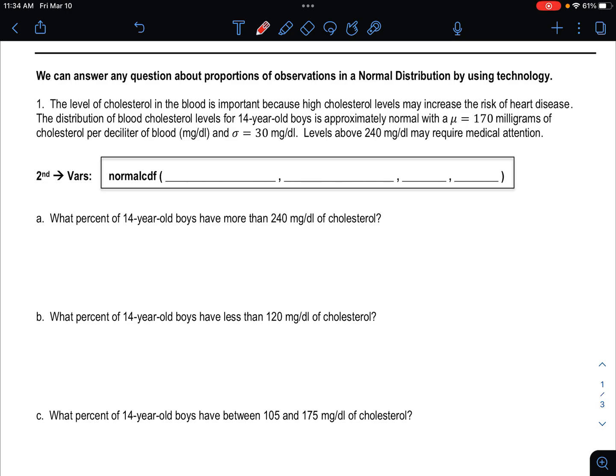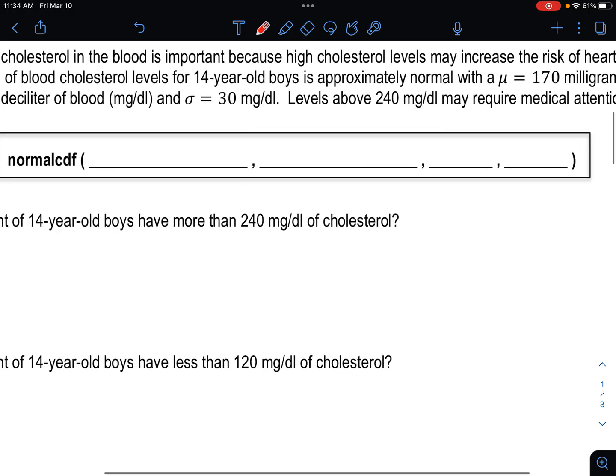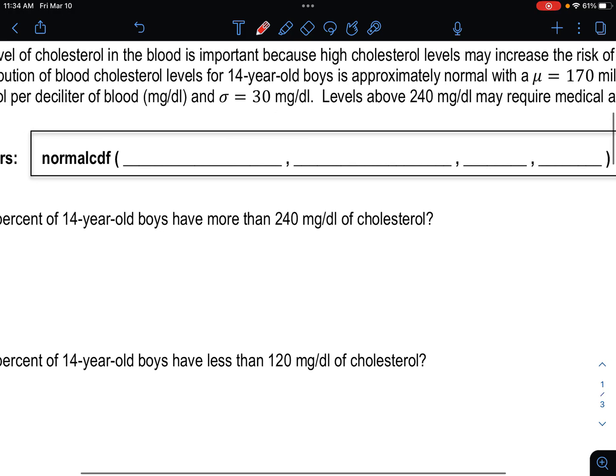Then our calculators might look different. So if you have an older calculator, not older, but like a TI-83, it might be brand new to you, right? Then our second option is normal CDF. Let me click here. Our second option is normal CDF.